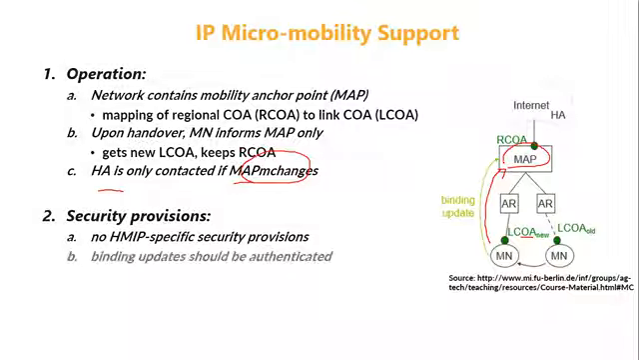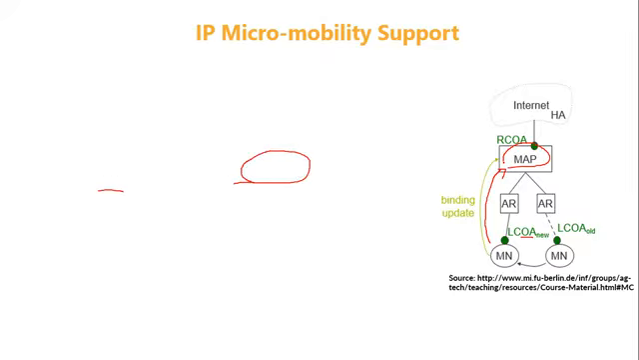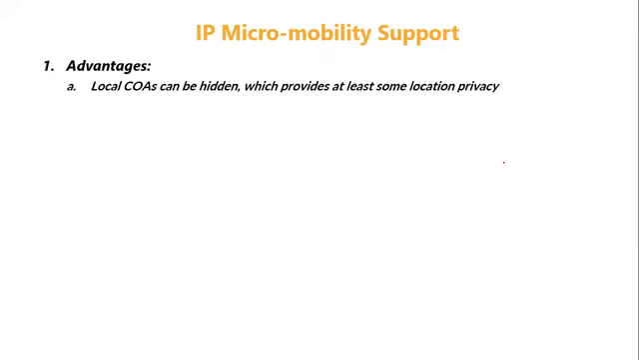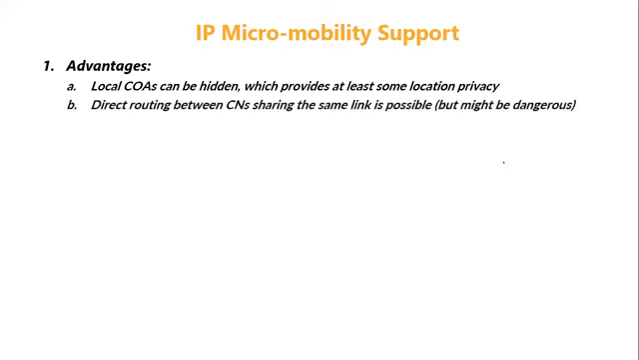There are no HMAP-specific security provisions; no specific security provisions were added here. The advantage of this technique is that the local COAs can be hidden, which provides some form of location privacy. If a user wants to communicate with the mobile node, he need not know the local COA. It is enough if he knows the RCOA, the regional COA. With that, he can communicate. So it includes some level of privacy.